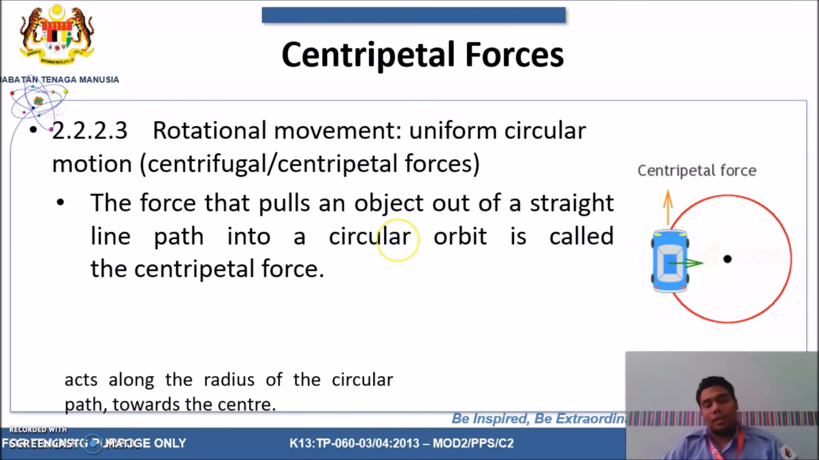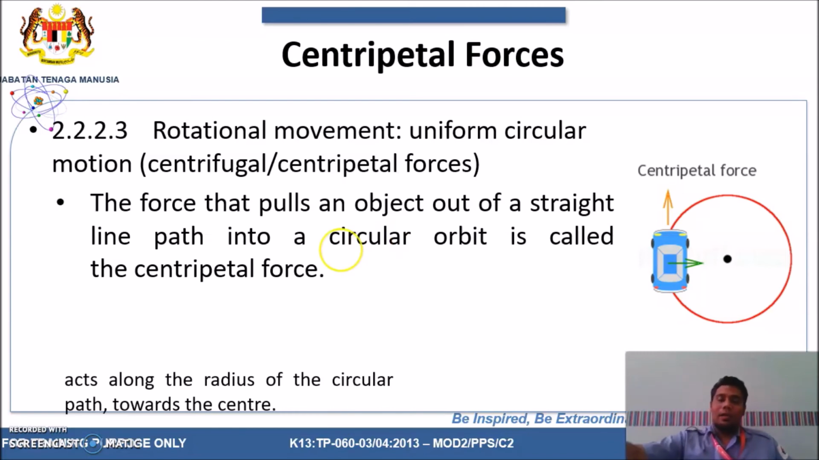Okay, ini centripetal force. What is centripetal force? Consider a mass moving at a constant speed v but following a circular path. Kalau awak tengok ni, kereta tu contohnya bergerak dalam constant speed, 80 km per hour, but in circular path. At one instant it is at position A with constant v. The force that pulls an object out of a straight-line path into a circular orbit is called centripetal force. Centripetal force yang tarik awak ke dalam.